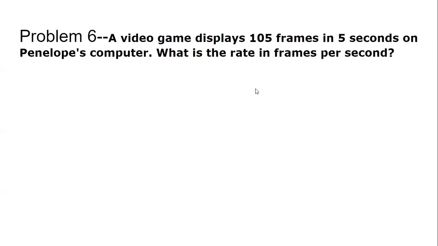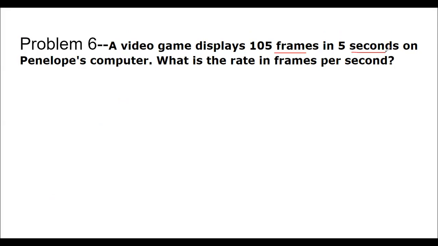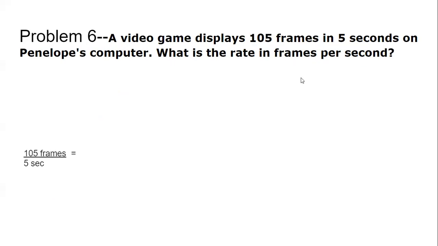Problem 6. A video game displays 105 frames in 5 seconds on Penelope's computer. What is the rate in frames per second? This is a straight frames per second. So since it's frames per second, you want this on top, this on bottom, and just divide. And it's pretty straightforward. There's the ratio, 105 divided by 5, and that gives you 21 frames per 1 second. So every second, 21 frames.